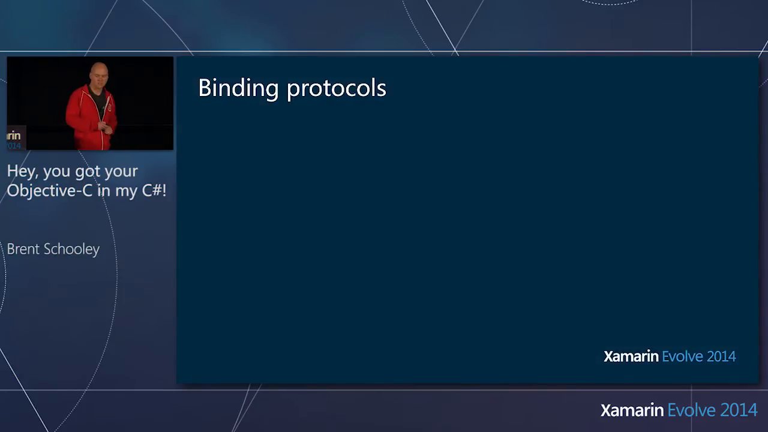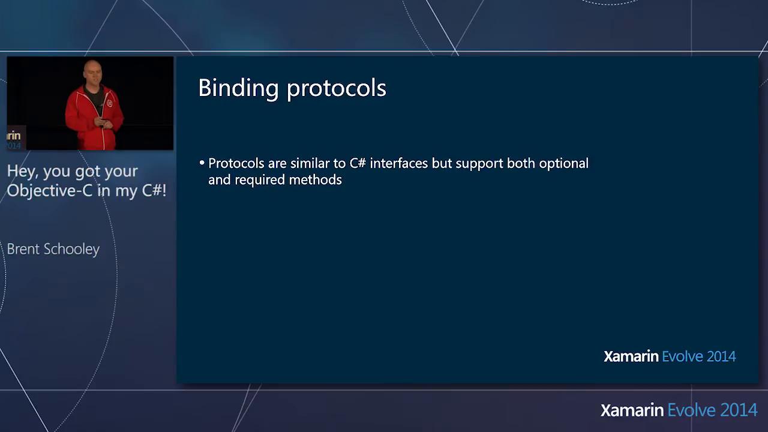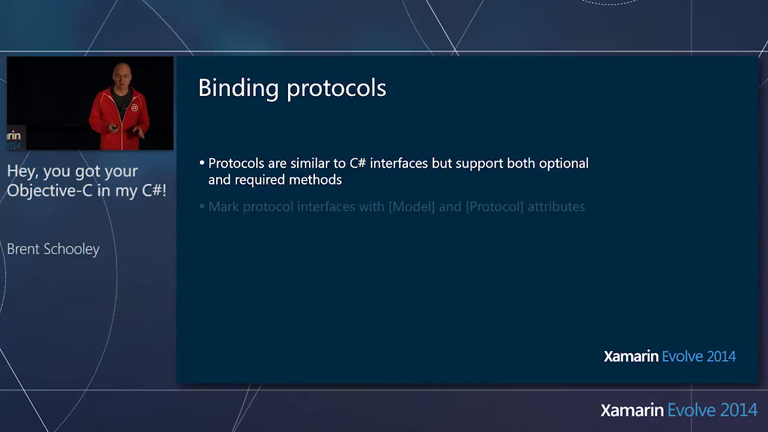Protocols. All right, protocols are interesting. So they're similar to C# interfaces, but they support both optional and required methods, right? So in C#, with our interfaces, the methods are required. So that makes it a tricky one-to-one match coming over to C#. And for a while, all the way up to Monotouch 7, I think, these were a little weird in the binding process. Thankfully, it's gotten better.